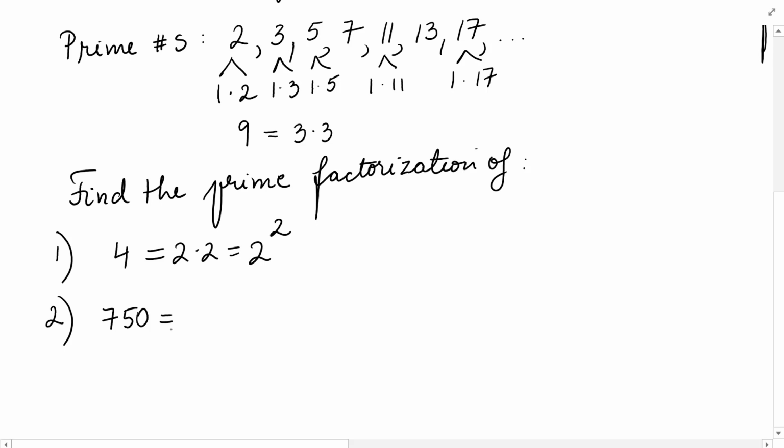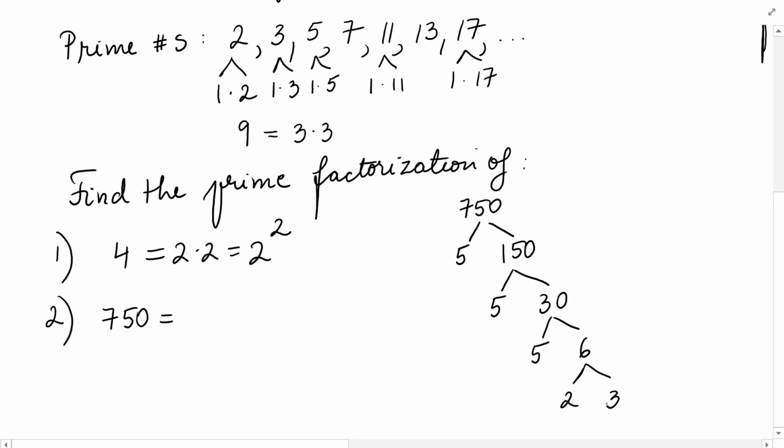So because it requires some work, I'm going to start with 750 here. And if I divide 750 by 5, I'm going to get 150. So we write it like that. I do know that 750 divides evenly by 5 because it ends in 0. So the same 150 divides evenly by 5. So I'm going to write 5 times 30. 30 divided by 5, it's 6. 6 divided by 2, it's 3. So the prime factorization of 750 is 2 times 3 times, well, I have this 5 3 times, so 5 to the third.